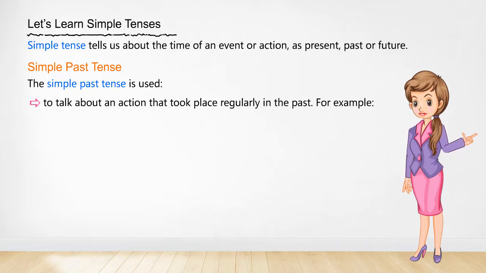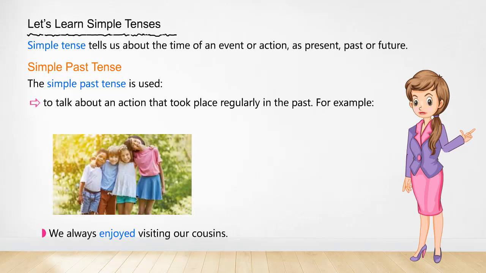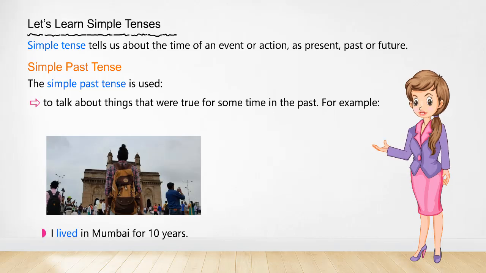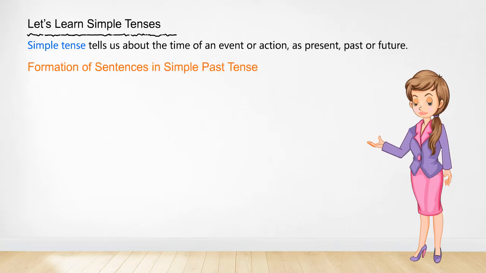To talk about an action that took place regularly in the past. For example, we always enjoyed visiting our cousins. To talk about things that were true for some time in the past. For example, I lived in Mumbai for 10 years. Formation of sentences in simple past tense.